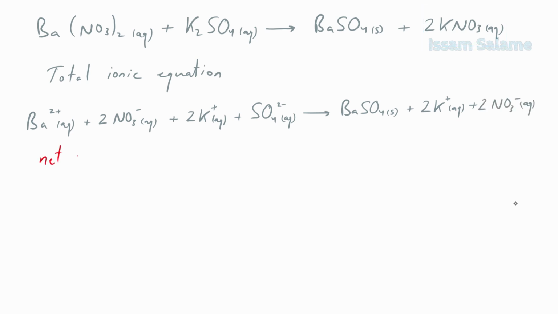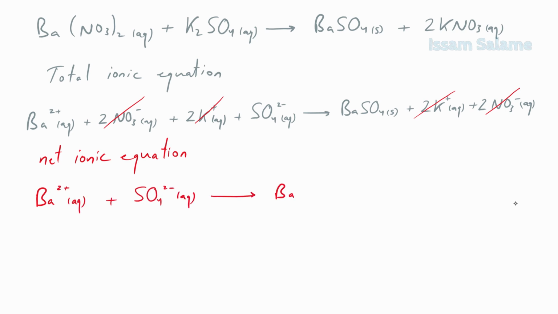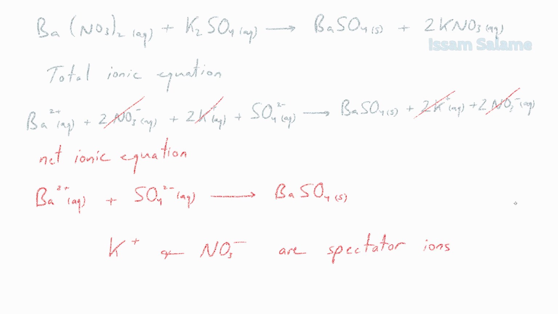And now, to write the net ionic equation, we simply cancel all the common ions between the reactants and the products. Here the common ions are nitrates and potassium. They are found on both sides, so we cancel them. So the net ionic equation is going to be barium ion plus sulfate ion produces barium sulfate. And the ions we cancelled, potassium and nitrate, are called spectator ions.